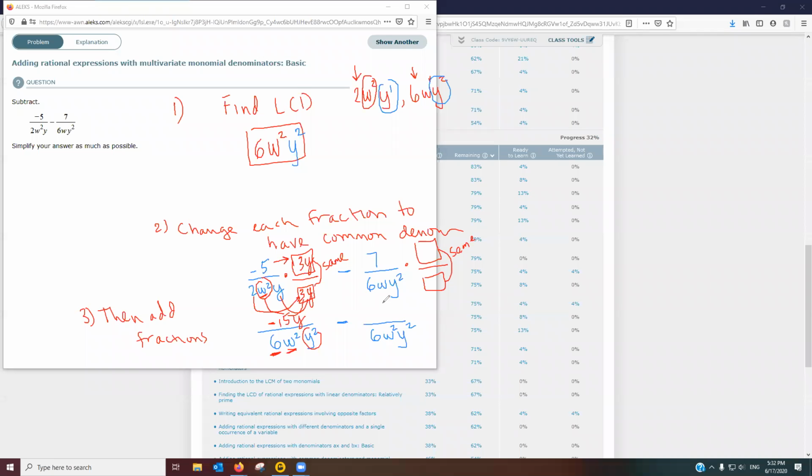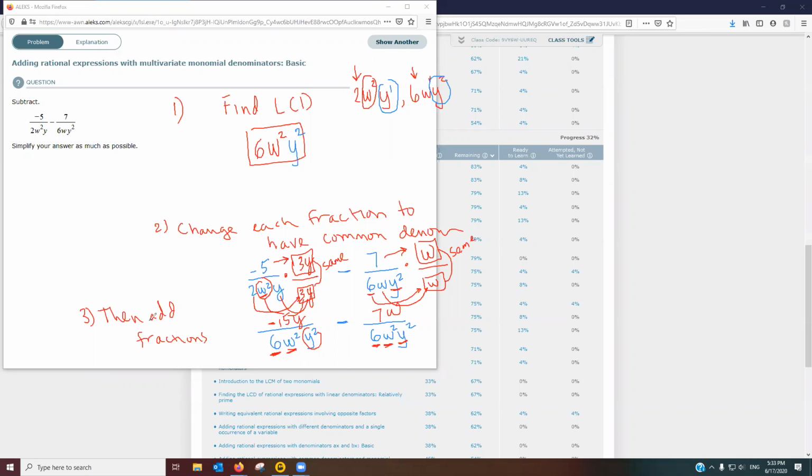All right, let me go to the second fraction. 6 times some quantity gets me 6. Well, that's just a 1. W times what would get me w squared? That means I need a w here. Y squared times what would get me y squared? Well, that's just a 1, but I don't have to bother writing a 1. So all I need is a w on the bottom, but that means I need a w on the top as well. So now I'm going to multiply across on top. That's 7w.